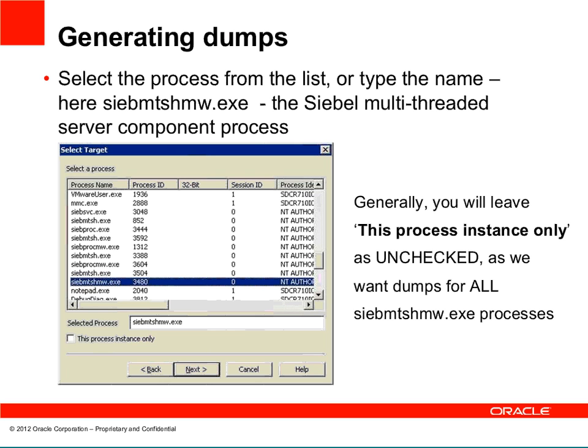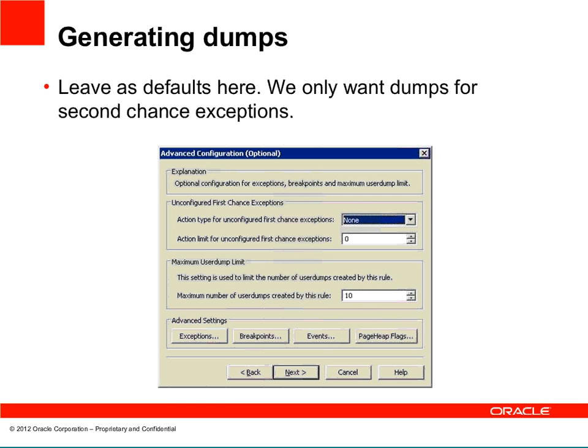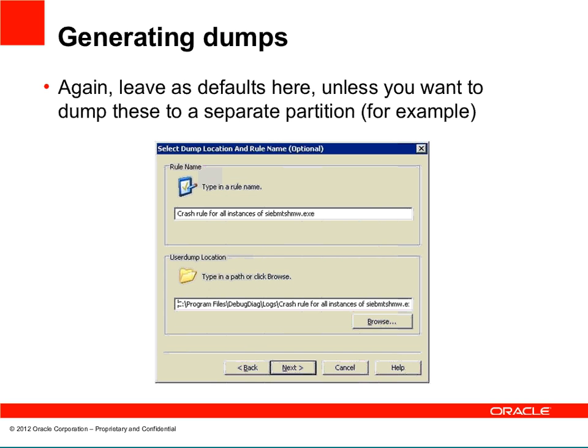Important thing here is to leave this process instance as unchecked, because we want it to be basically the rule to catch any CMTSH MW process crashes. Next screen we leave as the defaults because we only want the second chance exceptions. Next screen, again, typically you'd leave this as the default. The only exception I can think of, perhaps for a production environment, is where you may want it to redirect the generation of the dump files to a separate partition instead of the actual partition where Siebel's running.